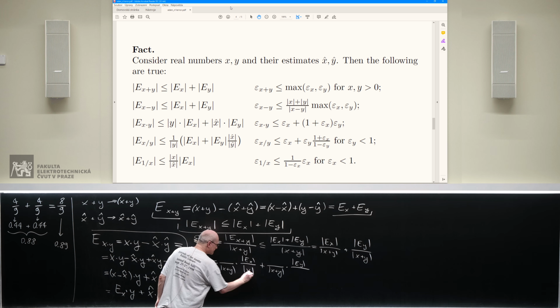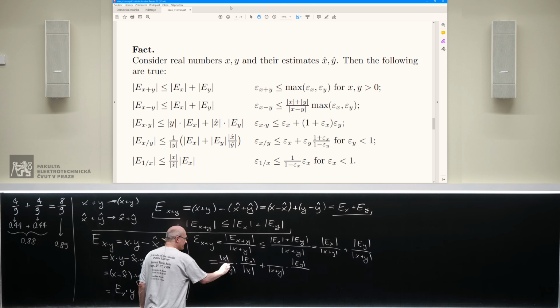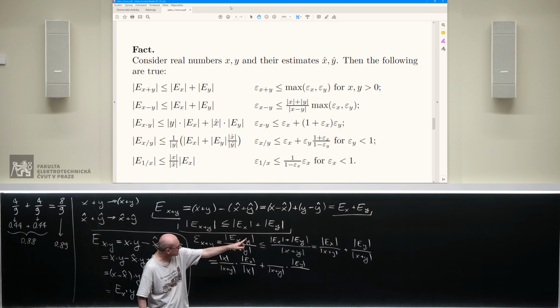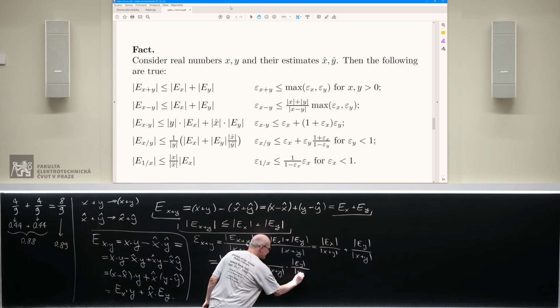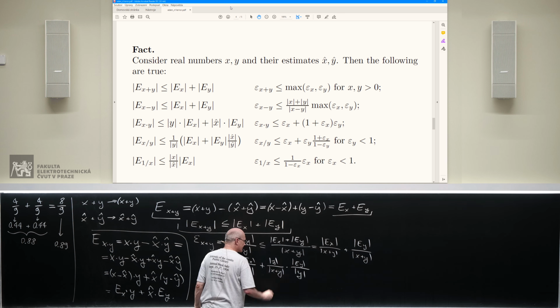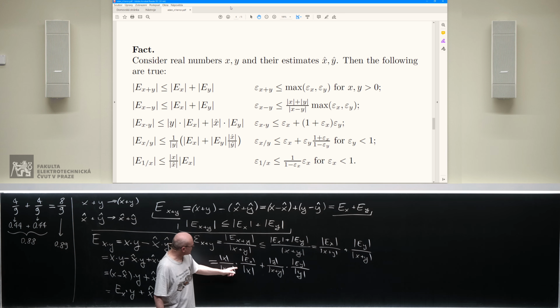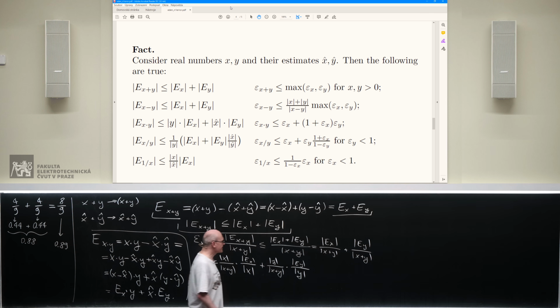For some reason, I decide to put x here, and also here then. And then they cancel, and I'm still keeping the same equality here running. Here, for some reason, I put y in absolute value. And now I look at it and I say, oh, wait a second. This is the relative error of x. Wow, aren't we lucky?